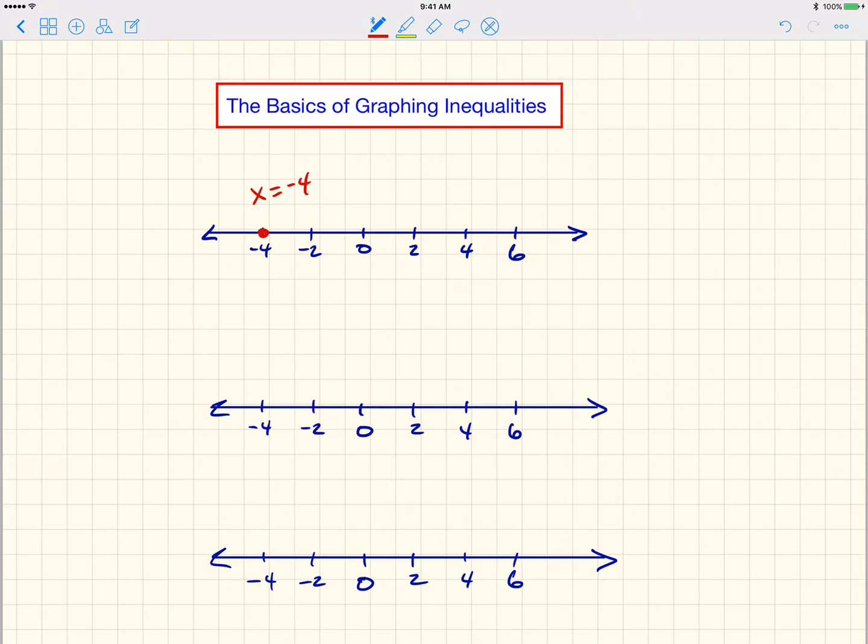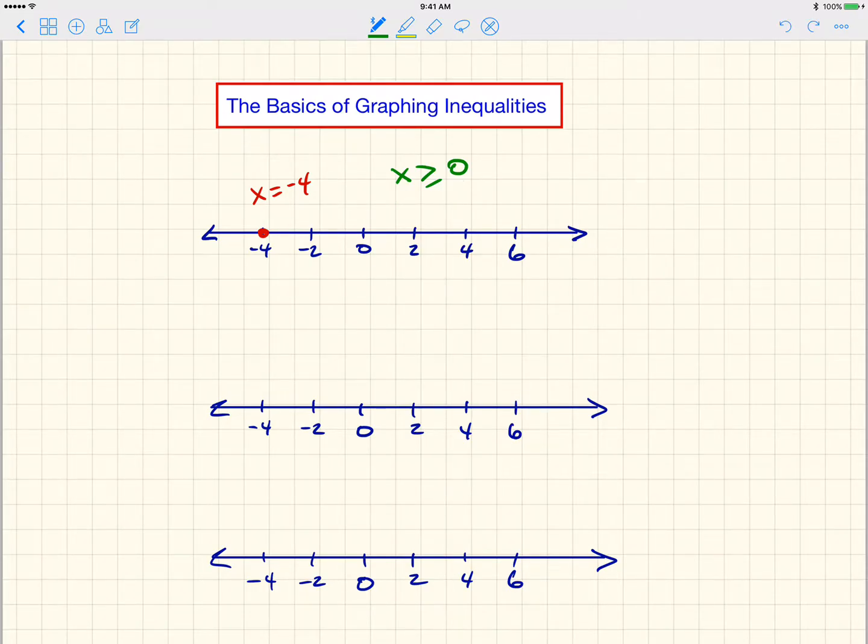Now when it comes to inequalities, let's do another one. Let's say that x is greater than or equal to 0. The first thing we have to ask ourselves is what values x can be. Well, x can be 0, because x is greater than or equal to 0. x can be 1, 1/2, 5, 1,000, or pi. So any value that is 0 or greater satisfies this inequality.